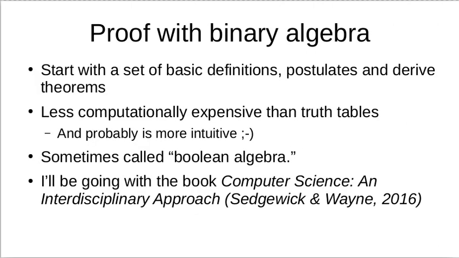The other way to prove it is, again, at the risk of sounding repetitive, with the method described by the authors of the computer science textbook, with the binary algebra method. In mathematics, we start with a set of basic assumptions, postulates, and then from those basic definitions and postulates, we derive theorems. It's less computationally expensive than truth tables, and it's more, I guess you could say, a smarter or a more intuitive way to prove theorems.